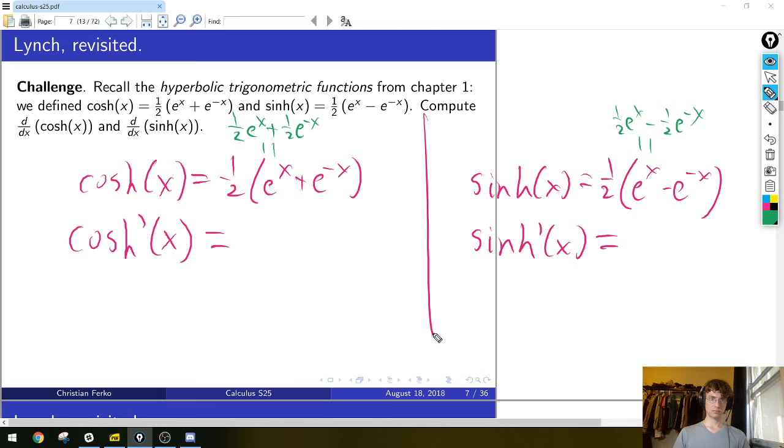I believe that derivative is... I feel like I might be applying the derivative of e to the x wrong here, but I feel like our first one is going to be 1/2 e to the x plus, let me think. Are we going to need the chain rule here? Yes, because there's a minus sign upstairs in the exponent. Good. So what does the chain rule tell us?